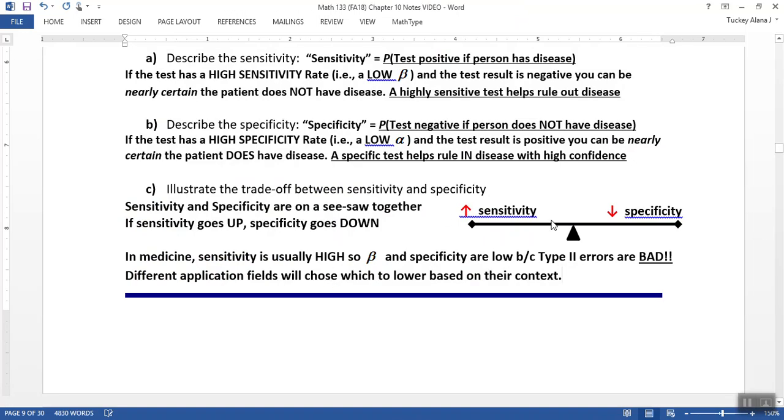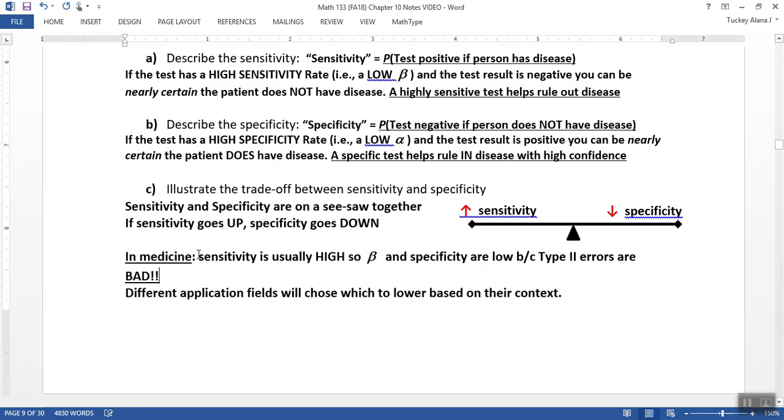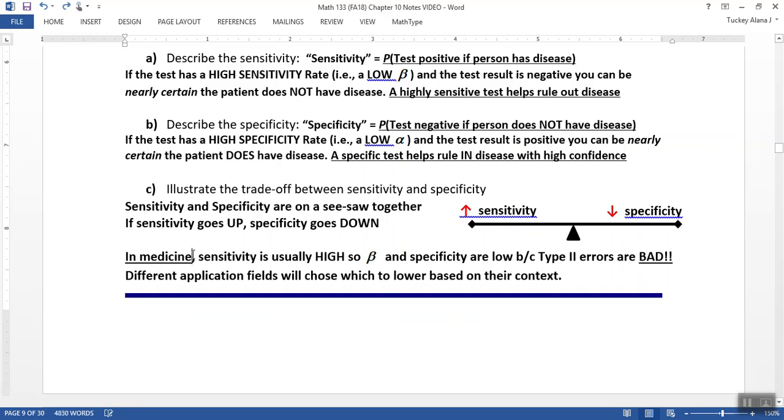All right, so I just put a little note up here, which is that in medicine, sensitivity is usually high, so that beta can be low, and that way we can keep the probability of type 2 errors low, because type 2 errors are bad, bad, bad. But in different application fields, like computer screening, or maybe when you're working on a conveyor belt, you might have different reasons for choosing higher specificity and lower sensitivity. So it just depends on your context.